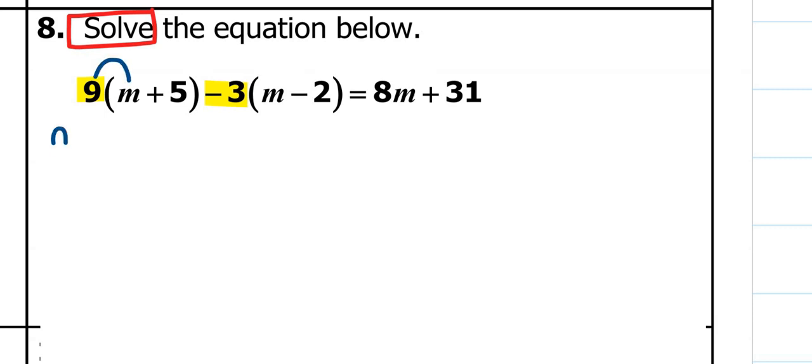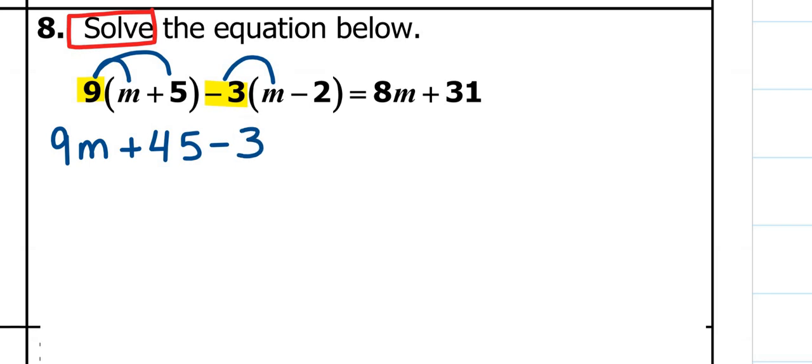9 times m is 9m. 9 times 5, 45. Negative 3 times m is negative 3m. Negative 3 times negative 2 is a positive 6. Since both were negative, it turns into a positive when you multiply. Equal sign, I'm going to bring down everything on the right because there's nothing to simplify on the right. 8m plus 31.